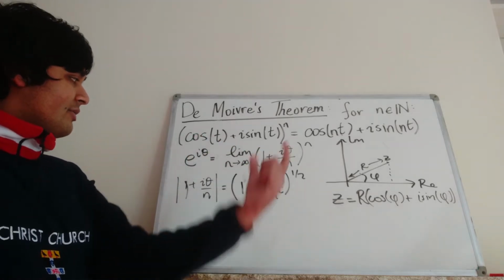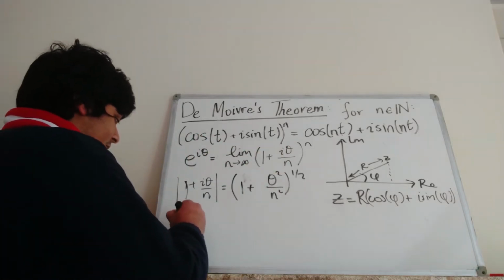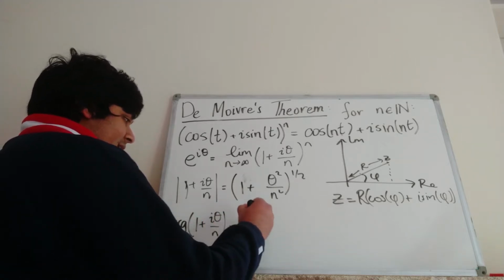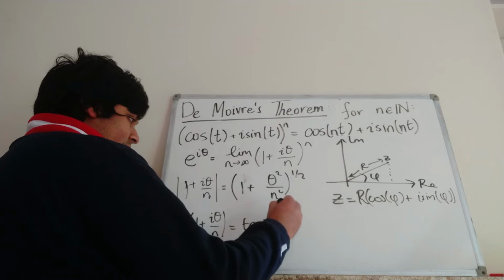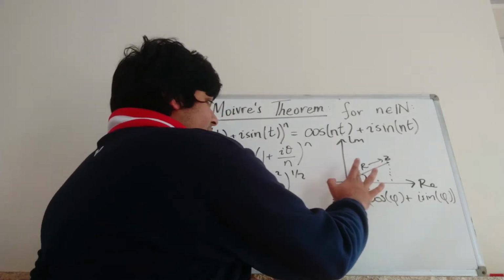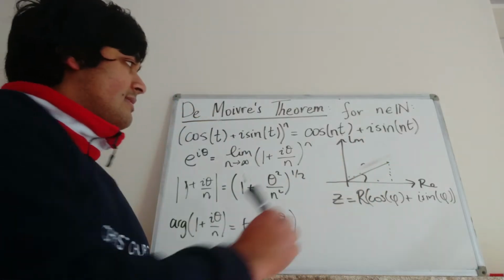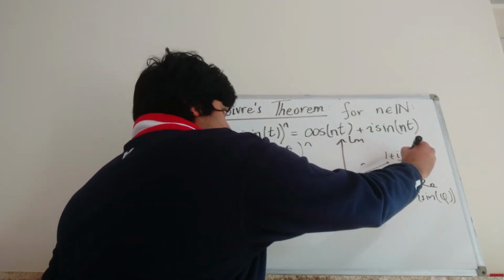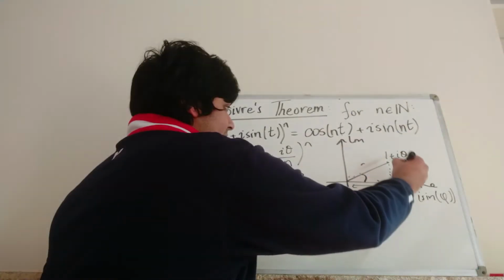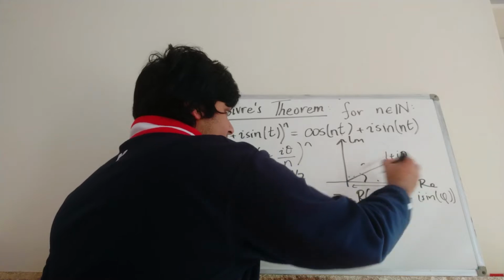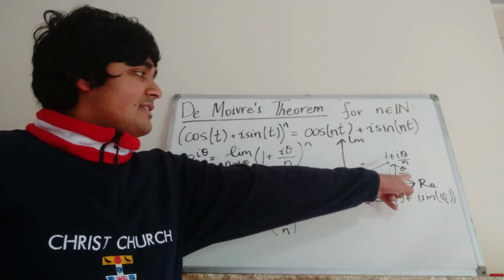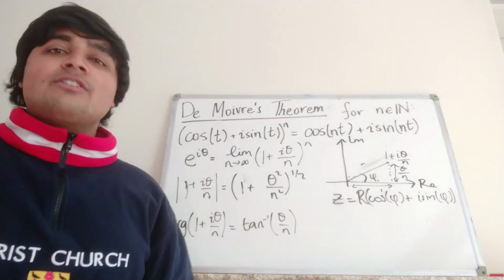And what is the argument of this complex number? The argument of 1 plus i theta over n is just going to be inverse tangent of theta over n. To see that, let's go back to our Argand diagram and focus on this complex number, 1 plus i theta over n. It's going to go across 1 and then up theta over n. So this angle here, phi, is just going to be inverse tangent of theta over n divided by 1, which is just inverse tangent of theta over n.